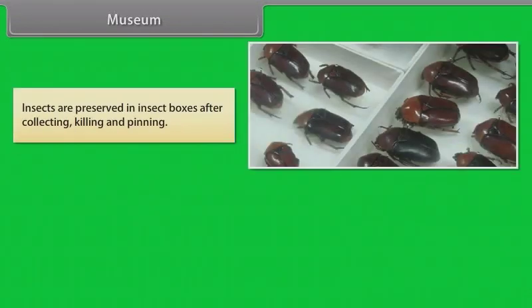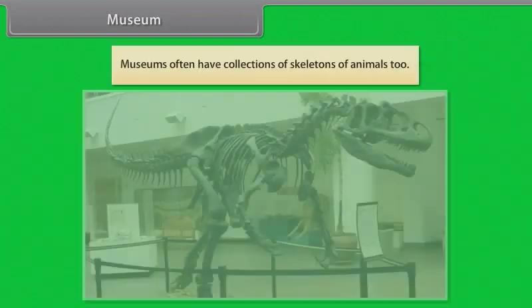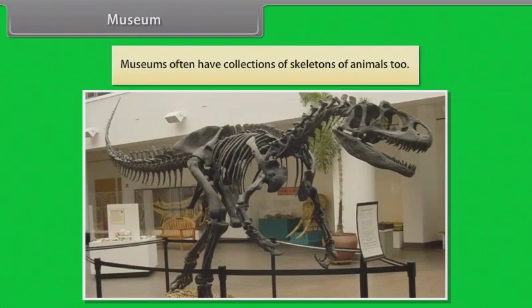Plant and animal specimens may also be preserved as dry specimens. Insects are preserved in insect boxes after collecting, killing, and pinning. Large animals like birds and mammals are usually stuffed and preserved. Museums often have collections of skeletons of animals too.